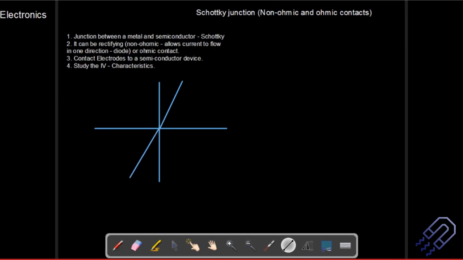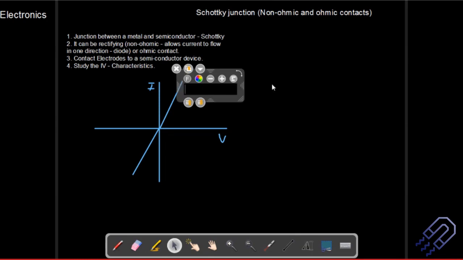Then you can actually draw a straight line here, passing through the origin. So this is a straight line, right? On this side we have the voltage, and on this side we have the current. So we have the voltage and current plot. If the voltage increases, the current increases proportionally. That means this is a straight line, and hence we are talking about Ohm's law. So this particular part is basically ohmic in nature.